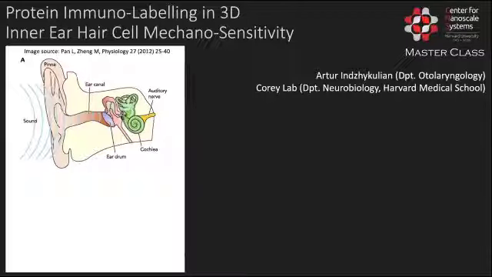So the next example, the last example here, is actually using immuno-labeling to determine the location of a protein within a cell context. The work was done by Artur Indzhykulian. He was a postdoc in the Corey lab in the Department of Neurobiology, and he is now a professor in the Department of Otolaryngology.